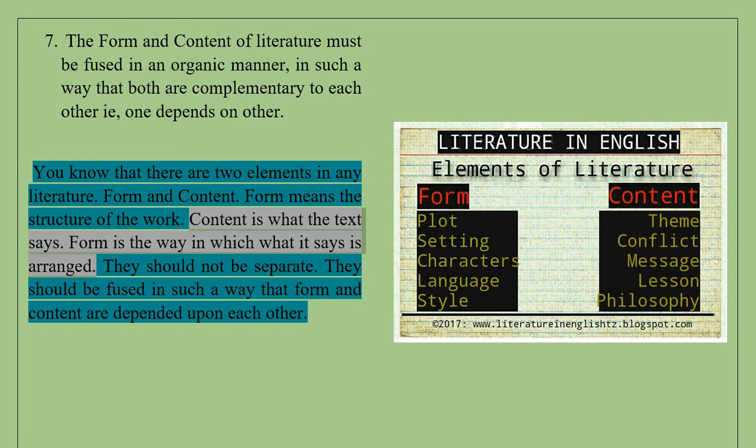So to have more explanation, form and content of literature can be divided like this: the plot, the setting, the characters, language, style, etc. belong to the form, and content means theme of it, the conflict, message, lesson, philosophy of a literary work. So these both should not be separate. It should be complementary to each other, that is, it should be dependent upon each other. So that is the seventh point.